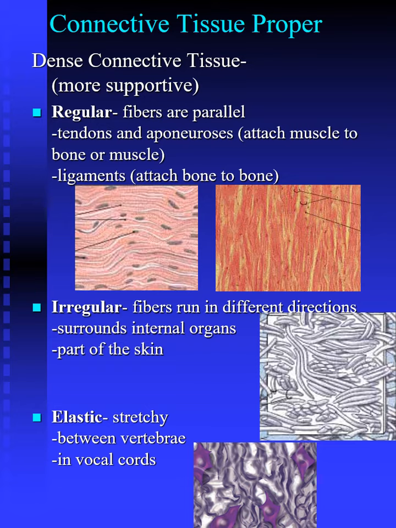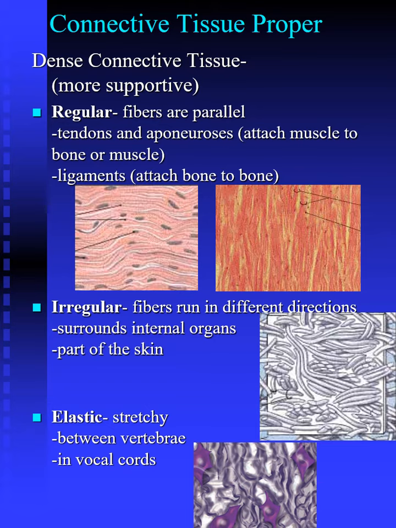We find this in deep portions of the dermis, as well as a supporting layer around cartilage and a supporting layer around bone. And it also forms a thick fibrous capsule that supports and houses internal organs such as the liver, kidneys, and spleen.